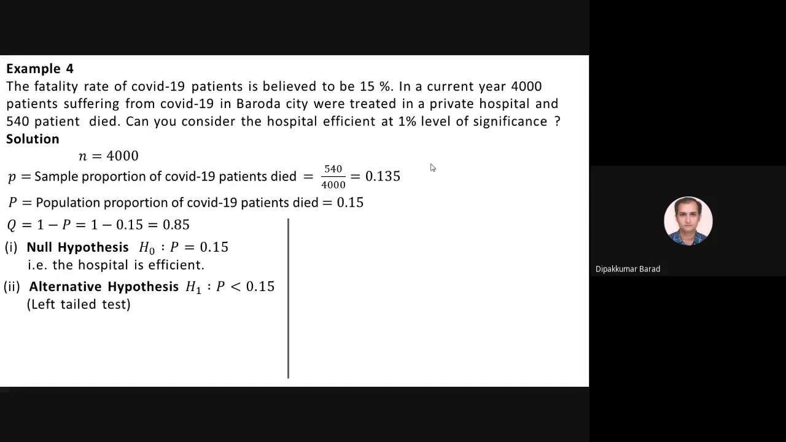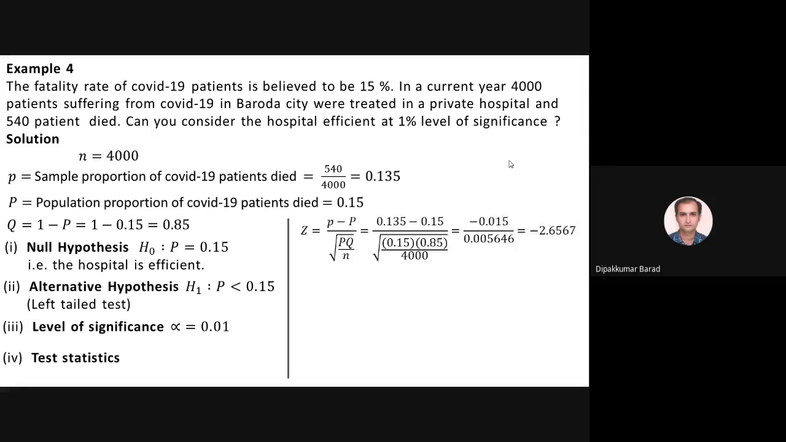So here the level of significance given is 1%. Now see, here we have given 1% level of significance. For the test statistic, we first calculate (small p minus capital P) upon the square root of capital PQ by n, and here we get z equal to minus 2.6567.